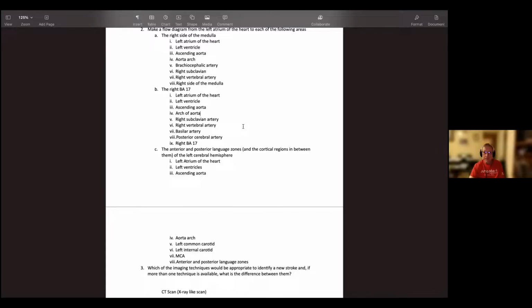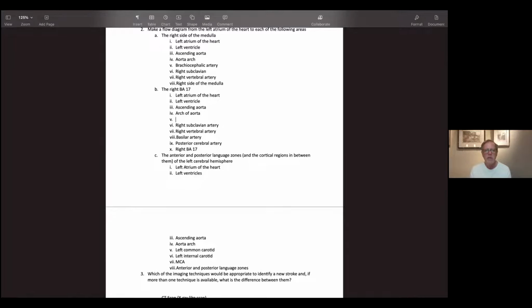Because that would be the brachiocephalic, right? Yeah, you do need a brachiocephalic in there, because they would replace it with that. Right after the arch of the aorta, you need a brachiocephalic, and then the right subclavian, and then the right vertebral, and then the basilar, and then the posterior cerebral artery.